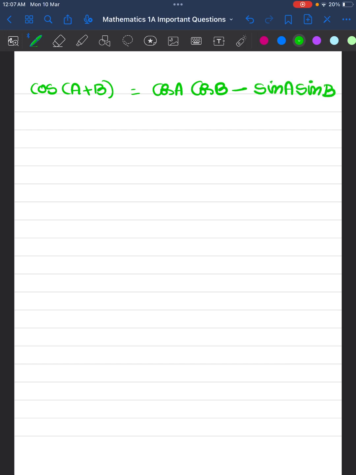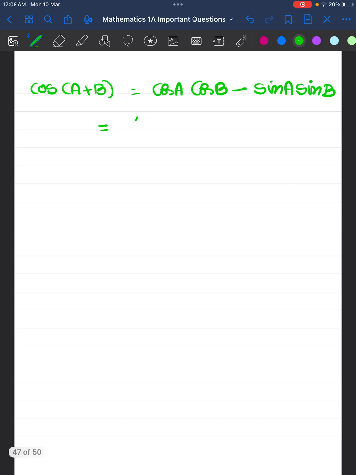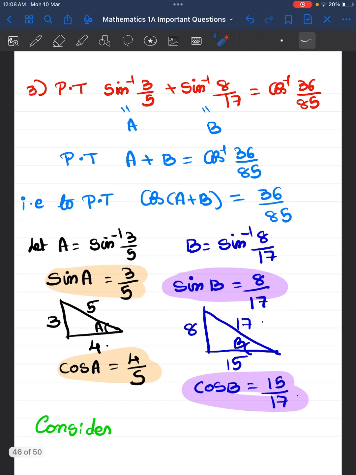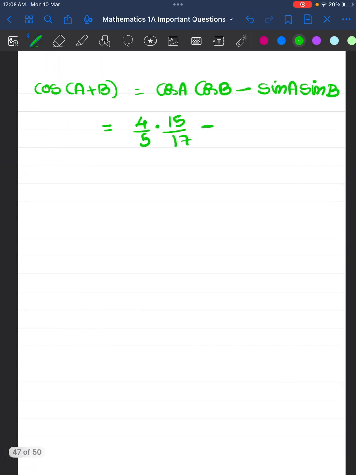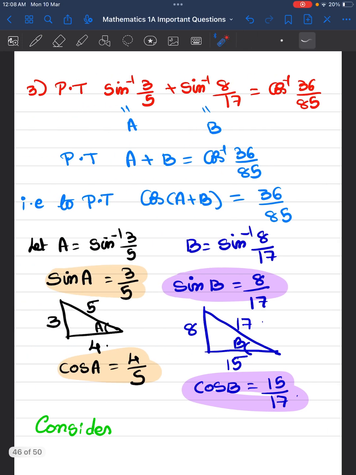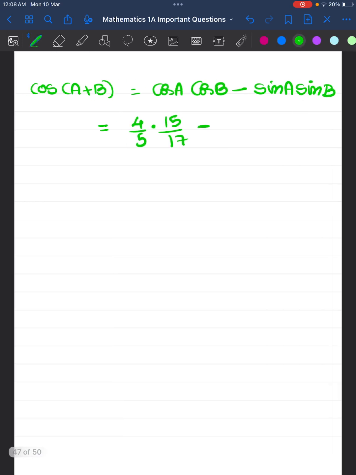Okay, so cos A cos B. What cos A value did we get? We got cos A value as 4 by 5, which we are writing here. And what cos B value did we get? That is 15 by 17. Again we are copying here. Minus sin A value: what did we get for sin A? Sin A is 3 by 5 and sin B is 8 by 17. This also we are substituting, 3 by 5 and 8 by 17.